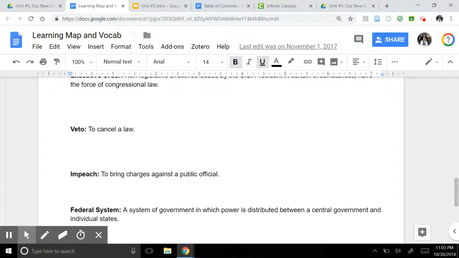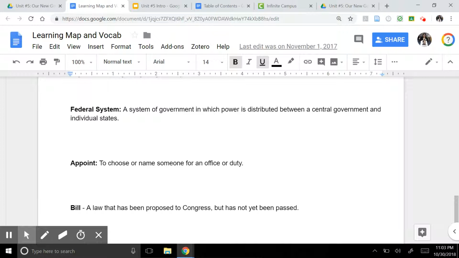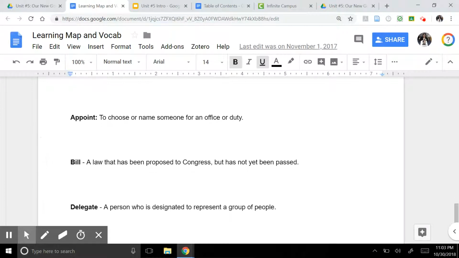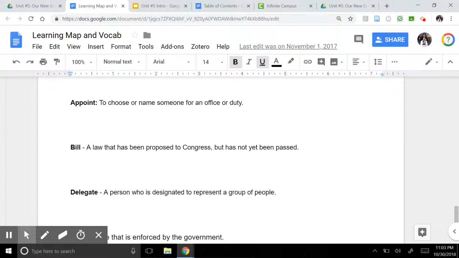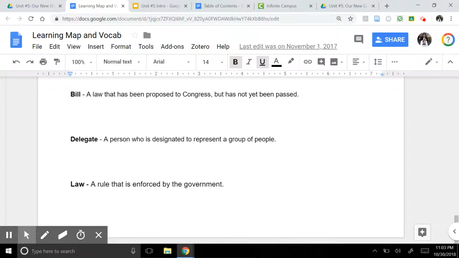Veto is our next word. That's to cancel a law. Impeach, to bring charges against a public official. Federal system, a system of government in which power is distributed between a central government and individual states. We have appoint, to choose or name someone for an office or duty. Bill is a law that has been proposed to Congress but not yet passed. So it's kind of like a baby law. Like, it's been brought up, but it's not the real deal. They got to vote on it, take all sorts of measures.